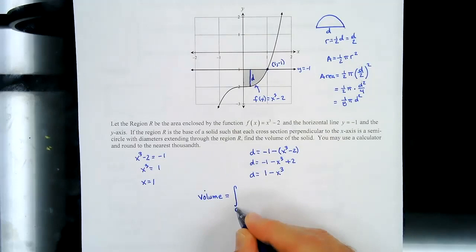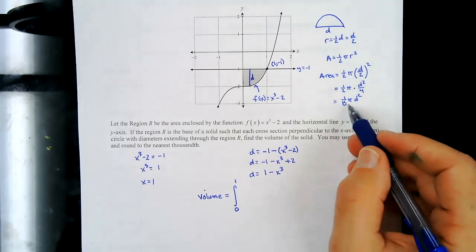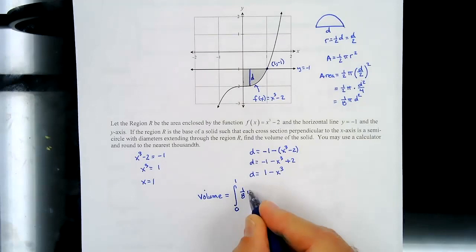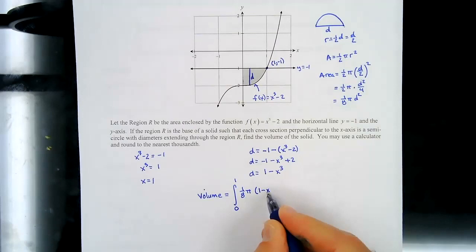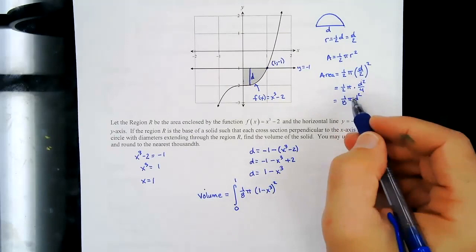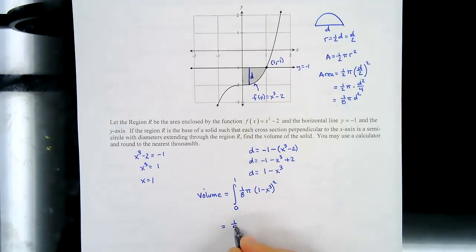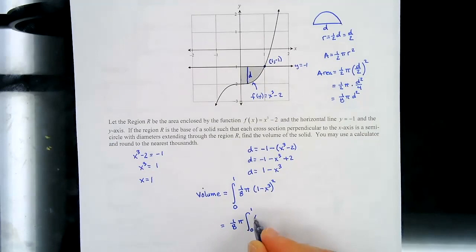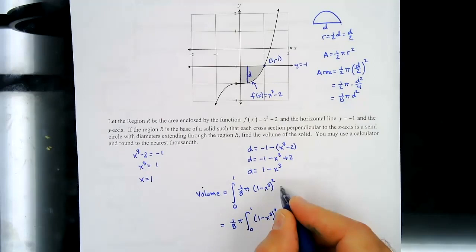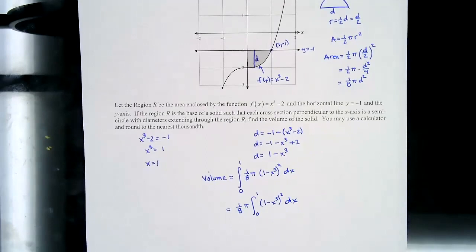And then the area is going to be 1/8 pi times my diameter, which is 1 minus x cubed, squared. So this 1/8 pi, that's why I simplified this more. You can pull this 1/8 pi all the way out. So we have 1/8 pi times the integral from 0 to 1 of 1 minus x cubed squared. And you know what I forgot? I forgot my little thickness dx, right? All right, so we can put that in our calculator.